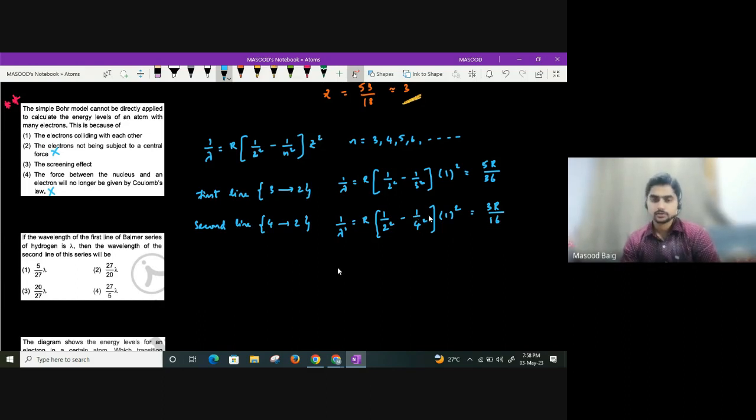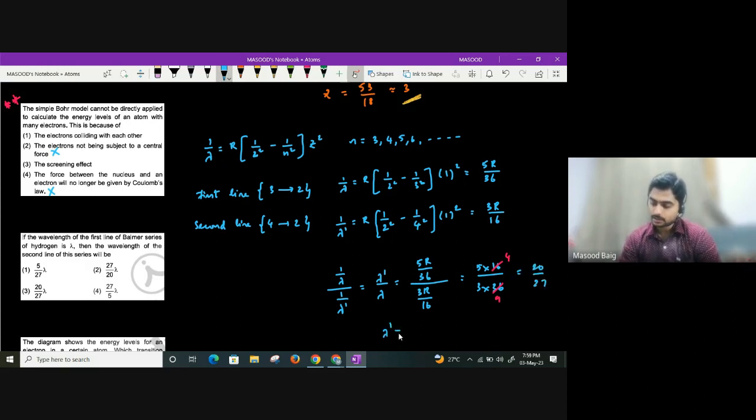Now what I'll do, I'll divide both of them, guys. What are we going to get? 1 by lambda whole divided by 1 by lambda dash. So if I divide both of them, I'll get lambda dash divided by lambda. This is 5R divided by 36 whole divided by 3R divided by 16. So I can write simply 5 into 16 divided by 3 into 36. If you take the 4 table again, 4 fours, you are going to get 4 nines. 20 divided by 27 you are going to get. So what will I get as the lambda dash value? 20 divided by 27 into lambda will be our de Broglie wavelength.